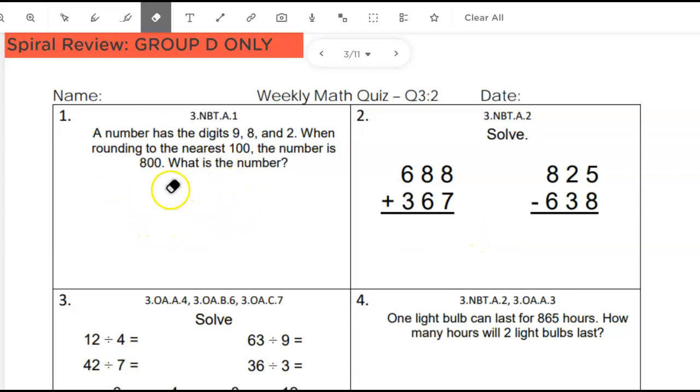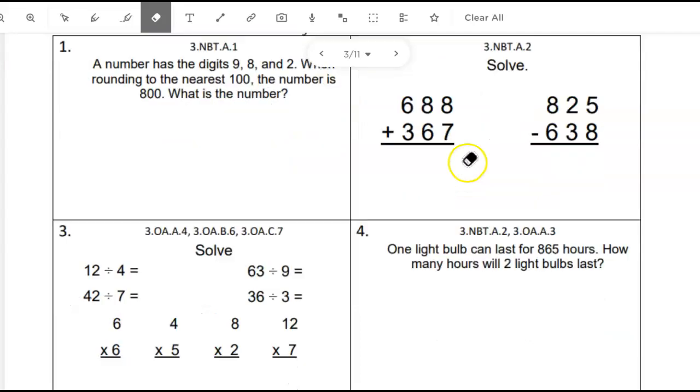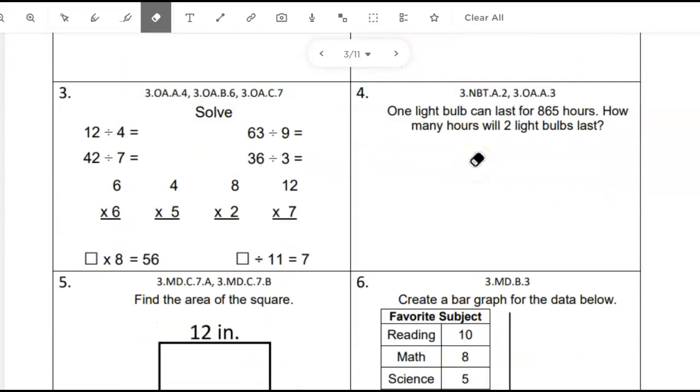Now number 1 and number 2 you're going to do on your own. I'm going to review with you some strategies that we can use to divide and to multiply because we're going to start applying those to our fractions.